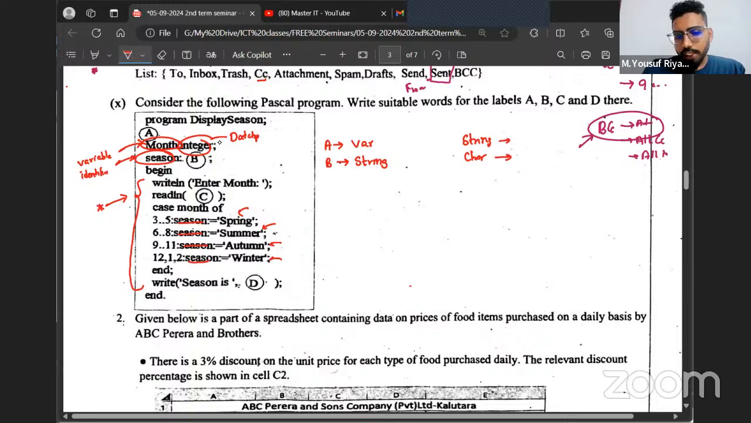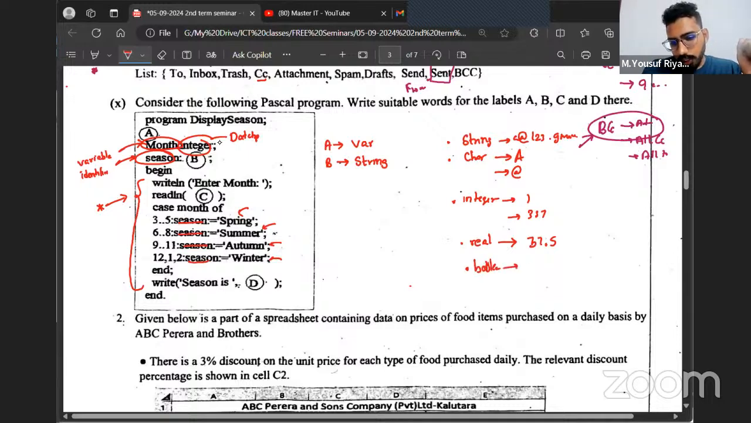Whatever one character is. Now, let's say your email, for example a@123.gmail and so on. This is a string. Char is the letter A, or only one character. It's called a char. Integer means whole numbers only, like 1, 357. Then we have something called real. That's a decimal number, for example 37.5. And then we have Boolean. This is true or false. Okay, so these are the different data types we have.